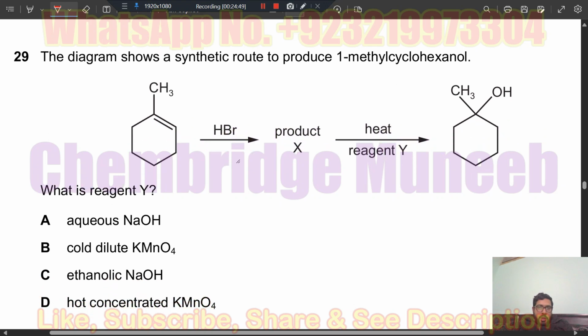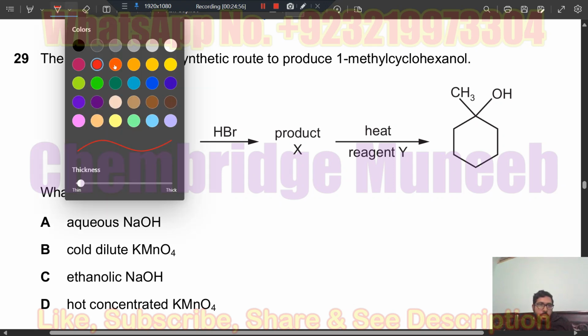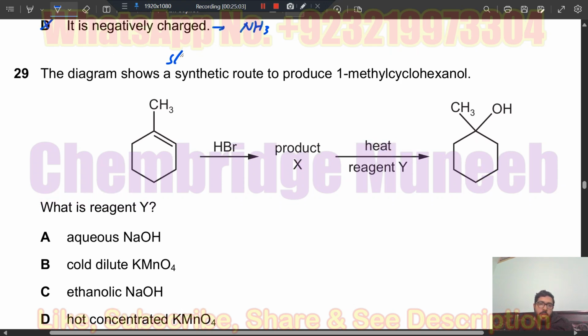Now question number 29. We have the reaction between HBr and this molecule. If we apply the concept of Markovnikov's rule, which is based upon the stability of the carbocation, the H should go on the carbon containing the fewer hydrogen atoms.